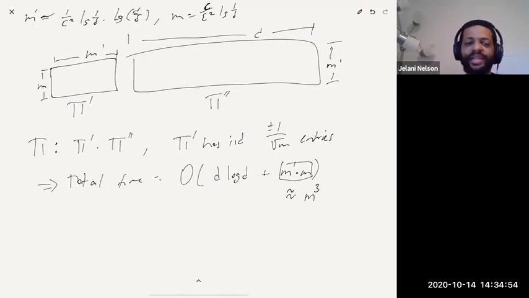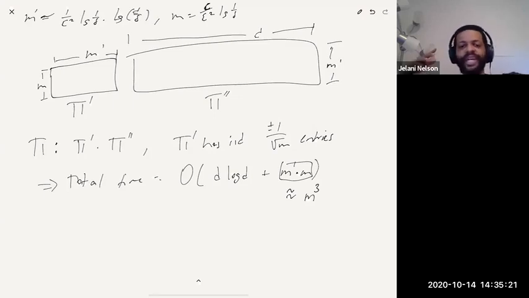I mean, the point is, if you ignore the epsilons for a second, it's a little better than that. If you ignore the epsilons for a second and ignore the D, M prime is like log squared 1 over delta, and M is like log 1 over delta. So M prime times M is like log cubed 1 over delta, right? Which is like M cubed. So you're getting running time, which is D log D plus M cubed, roughly, ignoring the log D.